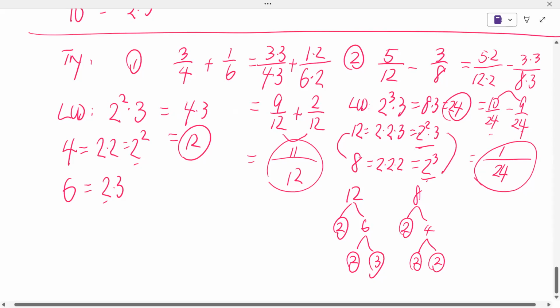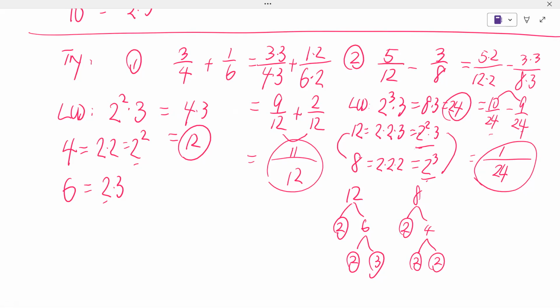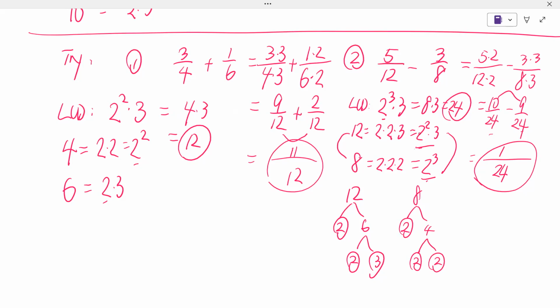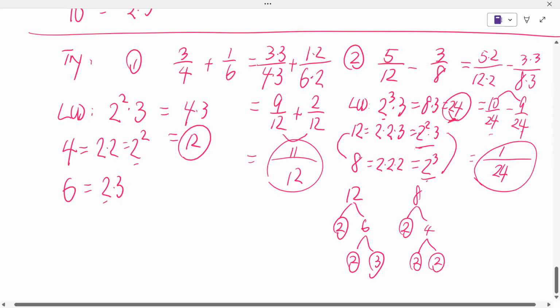And from there, for the same prime number, we use the higher power. That's why we use 2 cubed here. And also we have to make sure we include all the other prime numbers, like 3 here. It only shows up in 12, right? But it doesn't show up in 8. We're still going to include it. Okay. Does that help? So that's why we're using 24.